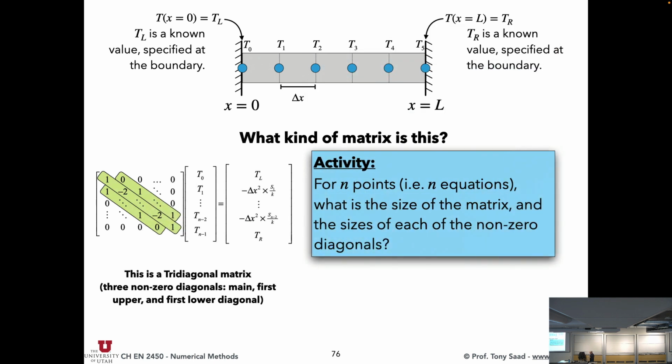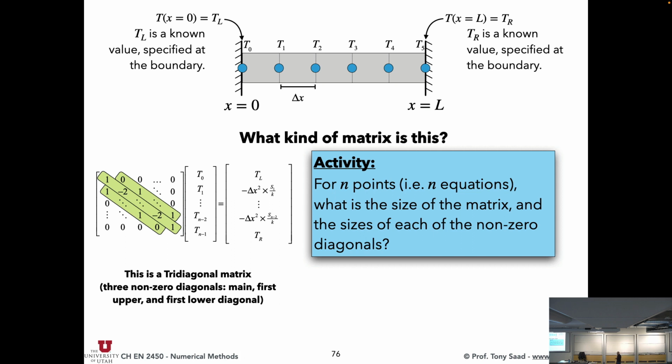Now, for n points, what is the size of the matrix and the size of each of the non-zero diagonals? So I have n equations. What is the size of the matrix? How many entries in the matrix? And how many entries in the main diagonal, in the first upper, and the first lower? Testing your linear algebra knowledge.